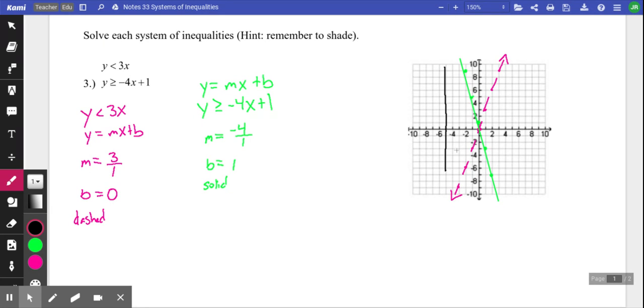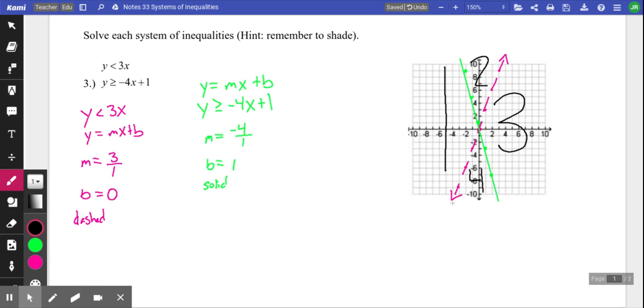In this region, where my solid green line and my dashed boundary line come together over here, this is going to be region 1. Up here we have a second region. Over here we have a third region. And down here we have a 4th region.